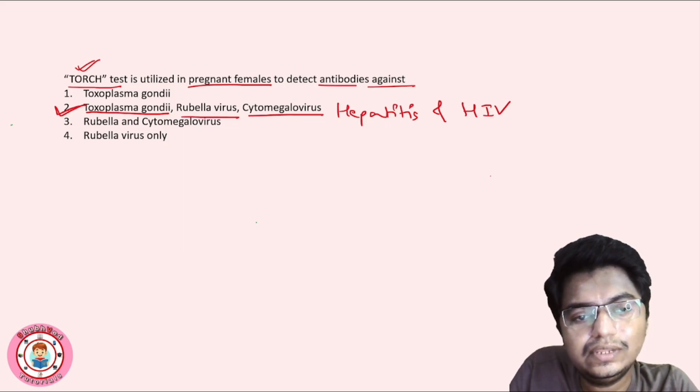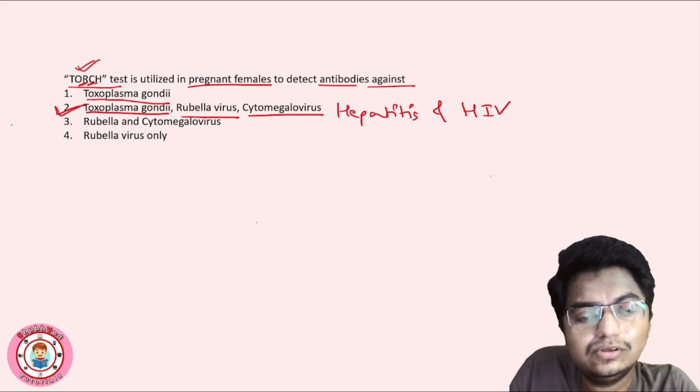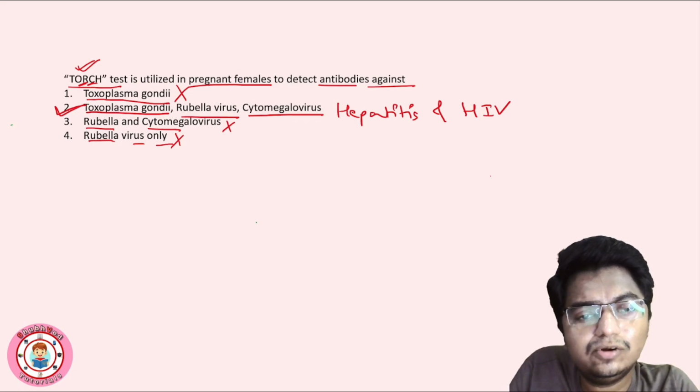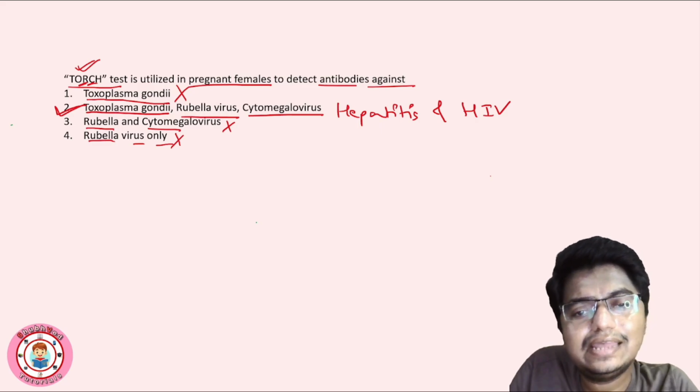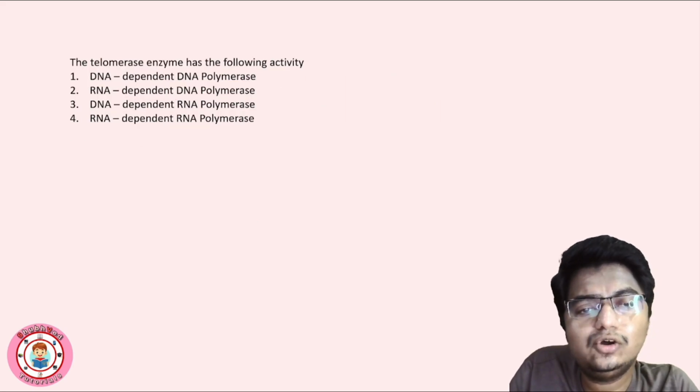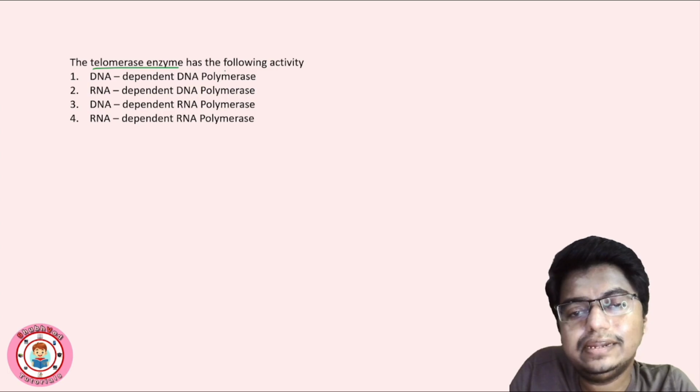Right. From the options also you can understand easily. Because here the first option has Toxoplasma gondii only, and there is R also, C also. In the third option, rubella and cytomegalovirus. So what about T here? Then the fourth option, rubella virus only. So all these are wrong. Only the second is correct. T stands for Toxoplasma gondii, R stands for rubella, C stands for cytomegalovirus. And remember, H stands for hepatitis and HIV.